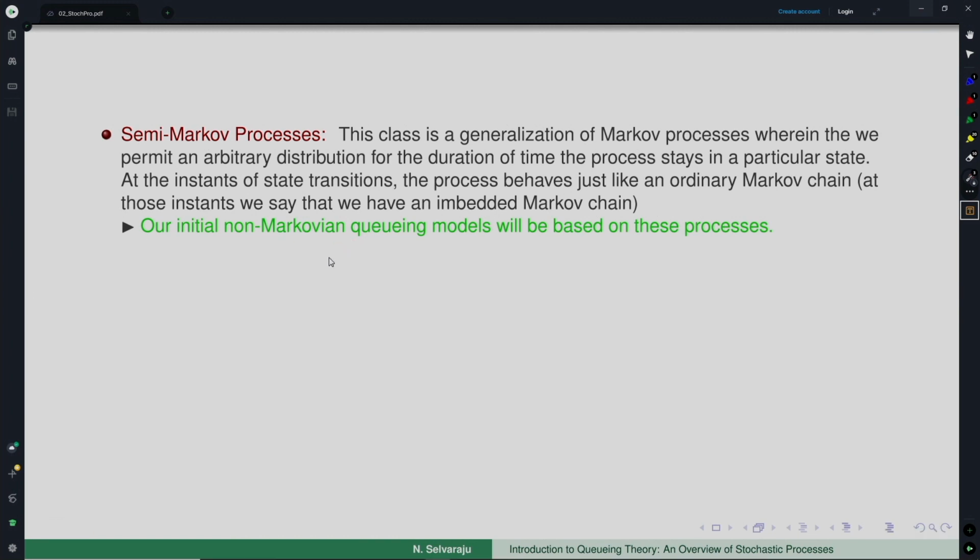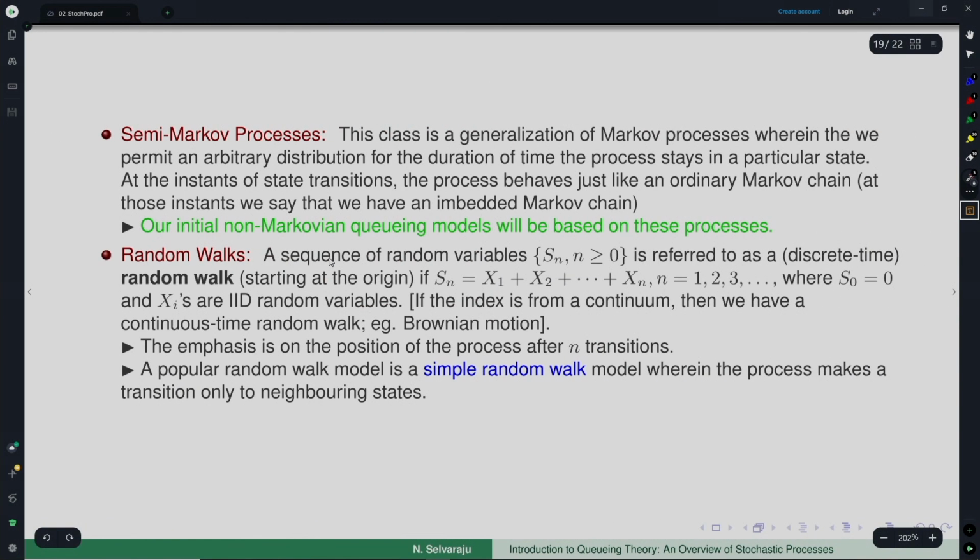They will be based upon these semi-Markov processes. We will see more when we reach there.